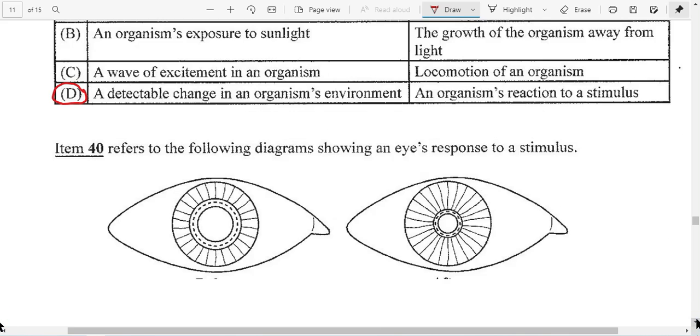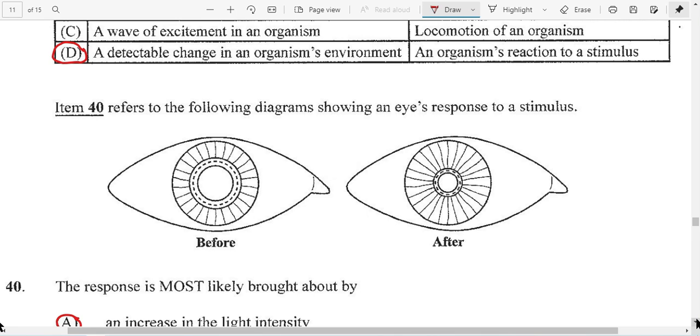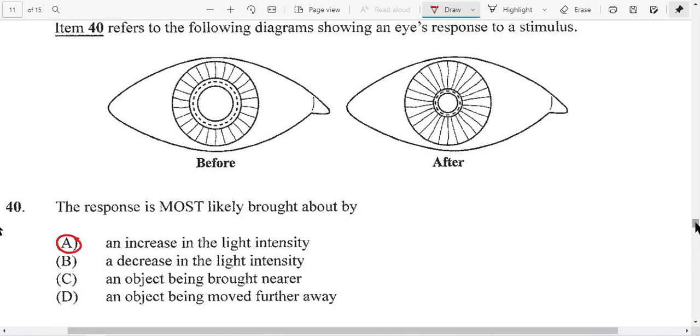All right, so 40, we are in reference to the following diagram showing an eye and how the eye responds to a stimulus. Before, the pupil was really wide and the iris was really small, and not much light was entering the eye. After, you're seeing that a lot of light is entering the eye, so the pupil becomes small and the iris becomes large. We're looking at the circular and radial muscles here. Now, the response is most likely brought about by an increase in the light intensity.